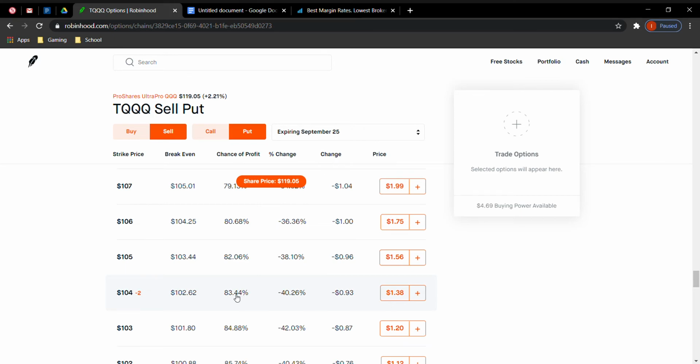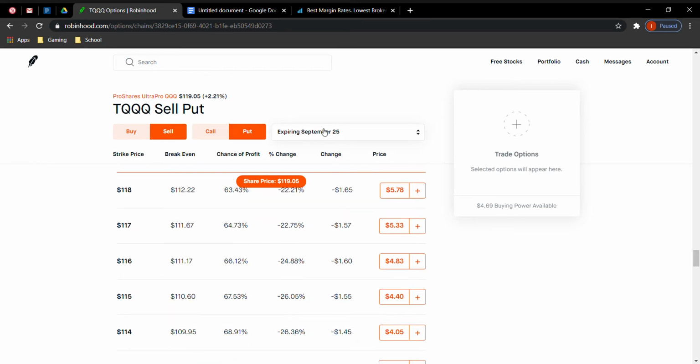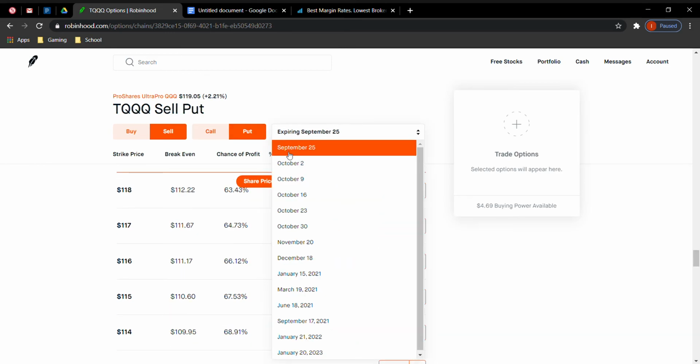So right now my chance of profit is 83.44%. I think it was at 75% at that time. And the premium right now is at $138. I got $315 per contract. I have two contracts, so far so good. Like I said, I'll probably wait till this expires, see how Monday goes. If Monday is a red day, I would just do it all over again.